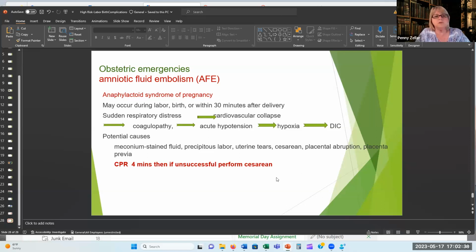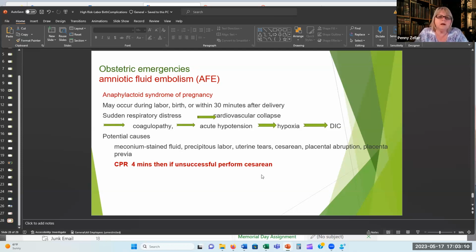Potential causes: meconium-stained amniotic fluid, so if the meconium has also been included in the amniotic fluid. Uterine tears, precipitous labor, cesarean section, abruption, placenta previa. We do cesarean sections for previas because we can't deliver vaginally.